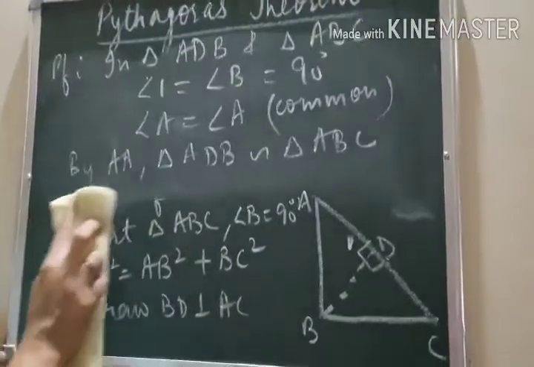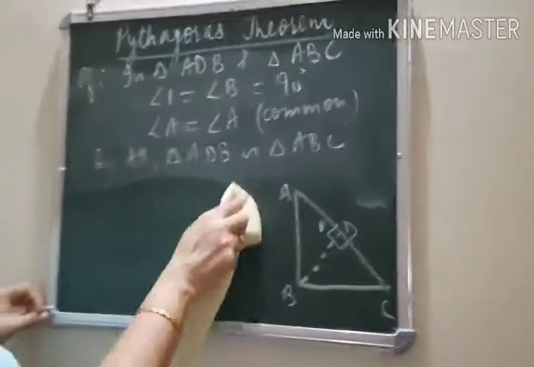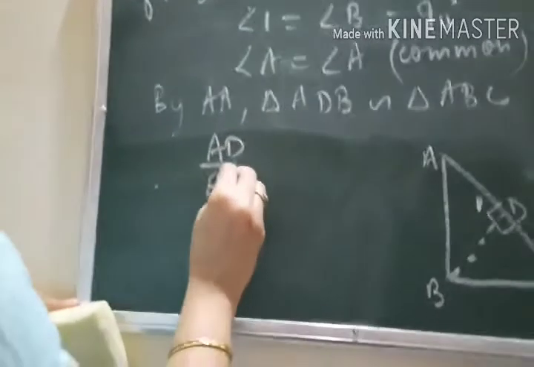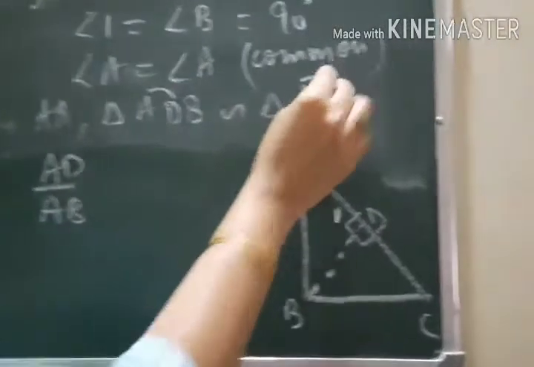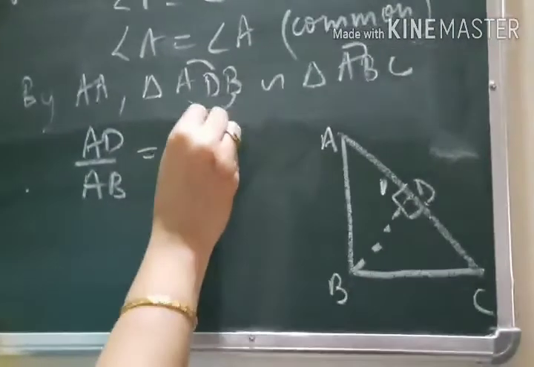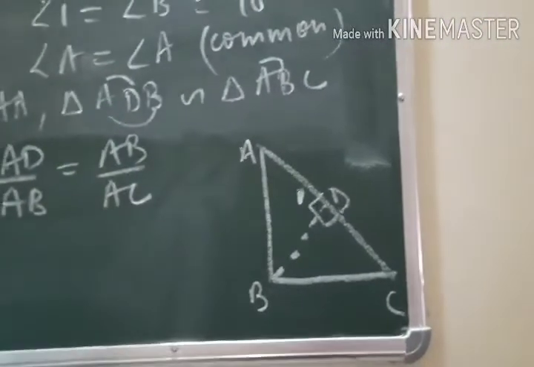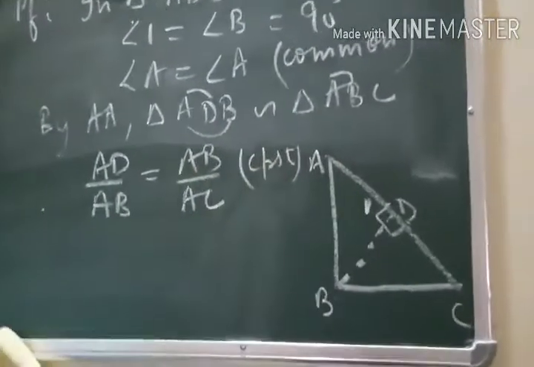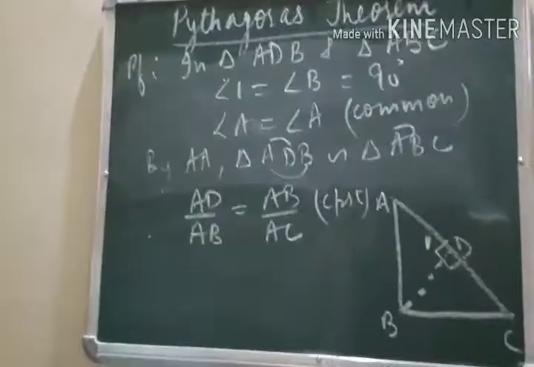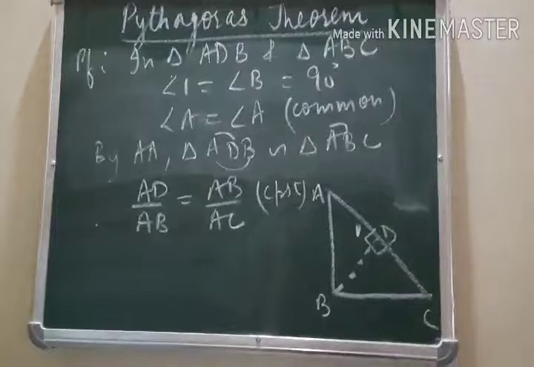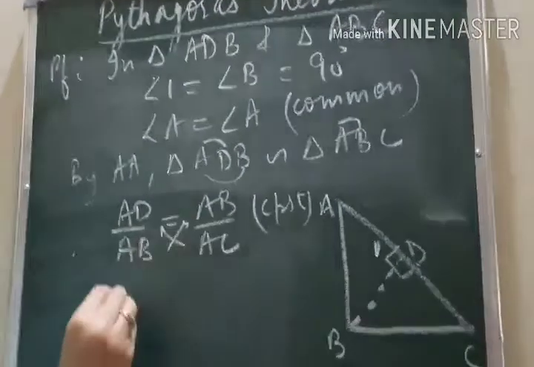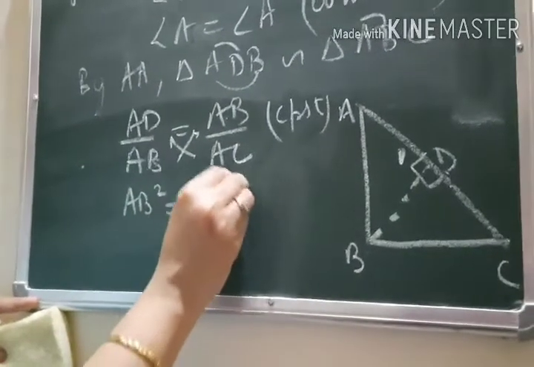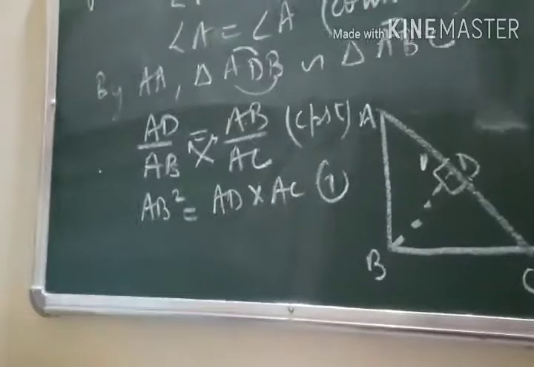Now, if they are similar, you can write their corresponding parts equal or proportional. So we can write AD upon AB from these first two, and then I have written first and third, AB upon AC. Okay? CPST, corresponding parts of similar triangles we have taken. When we have proved the two triangles similar, we can write AD upon AB equal to AB upon AC. Now cross multiply. It will be AB into AB, AB square, is equal to AD into AC. Let this be first equation.